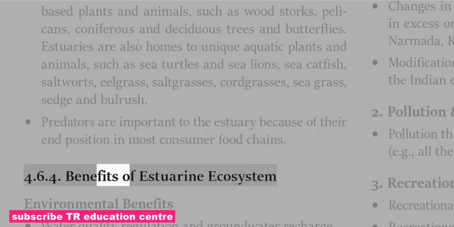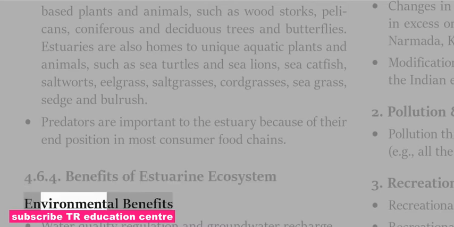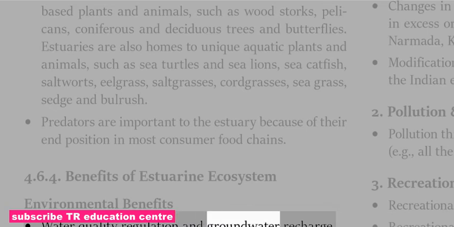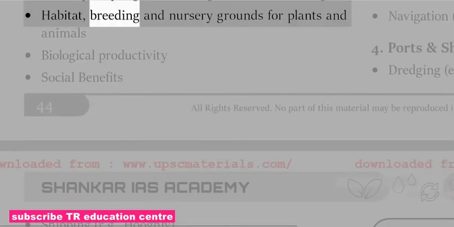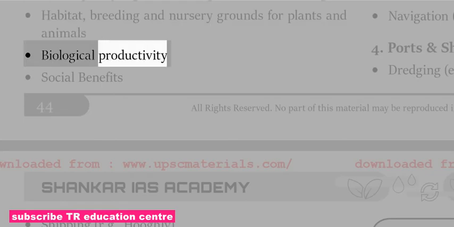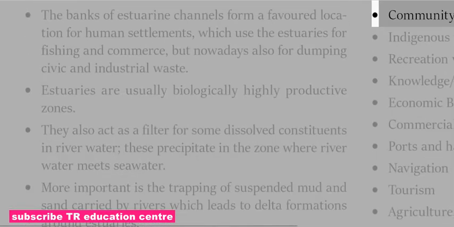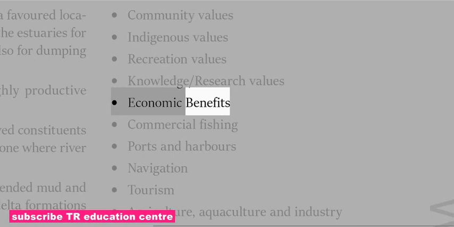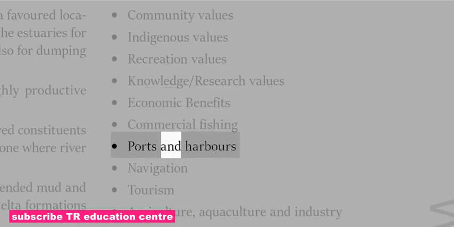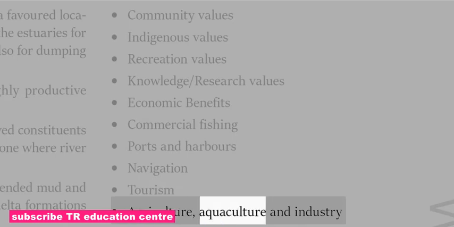Benefits of estuarine ecosystem. Environmental benefits: water quality regulation and groundwater recharge, habitat, breeding and nursery grounds for plants and animals, biological productivity. Social benefits: community values, indigenous values, recreation values, knowledge and research values. Economic benefits: commercial fishing, ports and harbors, navigation, tourism, agriculture, aquaculture and industry, storm and erosion protection.